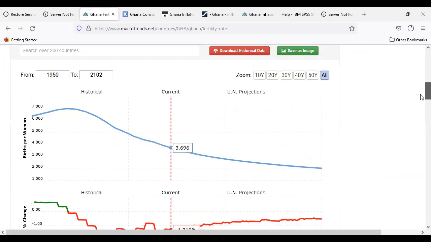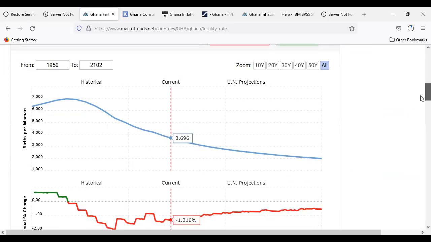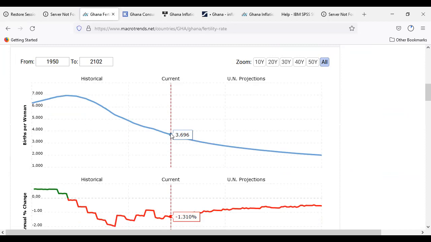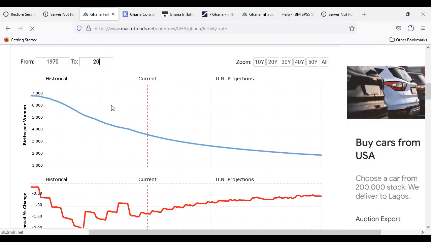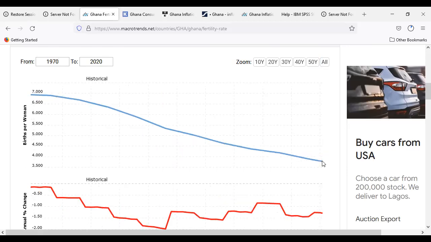So when we look at fertility rate, births per woman, we can clearly see a drop in fertility rates. Currently, this is where we are at, about 3.6 as against a peak of 6.9 somewhere. Let's take it from 1970 to 2020. Yeah, so we can clearly see that as at 1970, we're somewhere around 7, but now fertility rate has decreased.